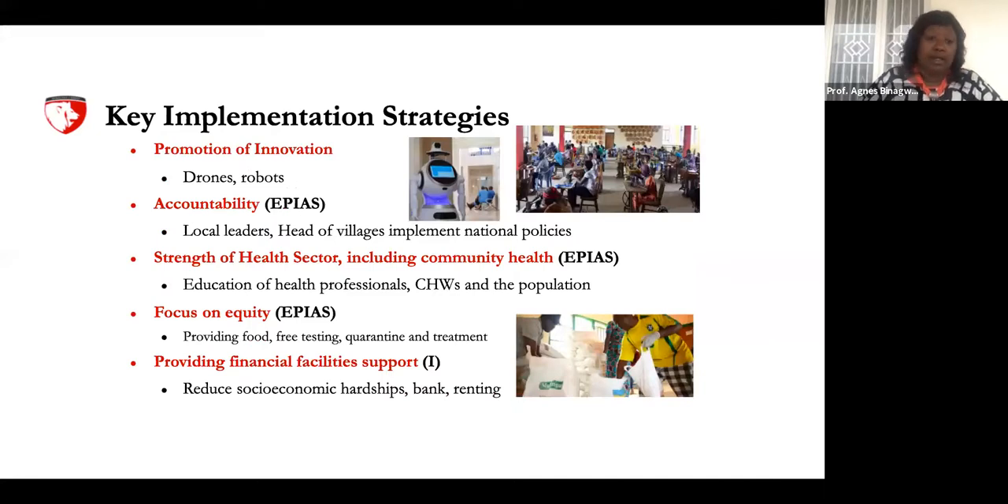Other key implementation strategies is promoting innovation. You can see on top there, robots. The airport is going to open, and also there are some public spaces where those robots go, and when they find a human being with high temperature, they create alerts, and this person is proposed a test. Also innovation by producing what people were not producing before.